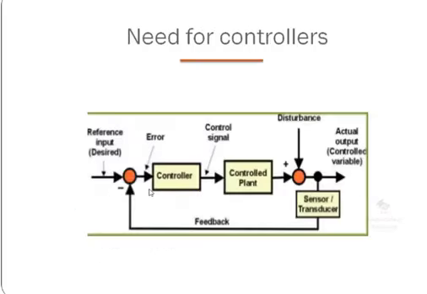Need for controller, this I have discussed with you. Reference input, error, controller, control signal. Whatever the error we are having, that error will be given to the controller. This controller will decide what control action we can take. That will be your control signal, and this control signal will be given to the controlled plant. And here, the final control element will be there.